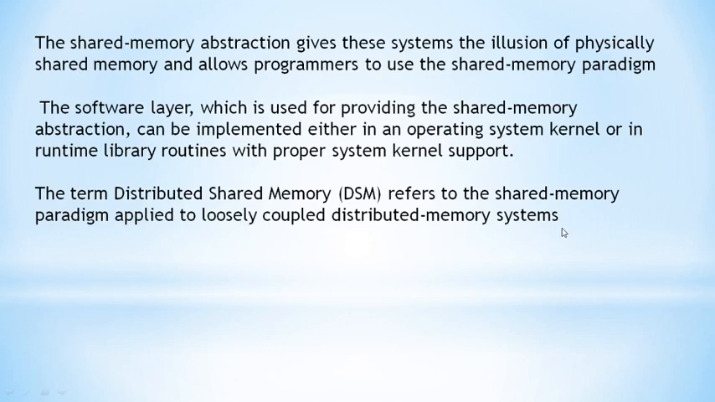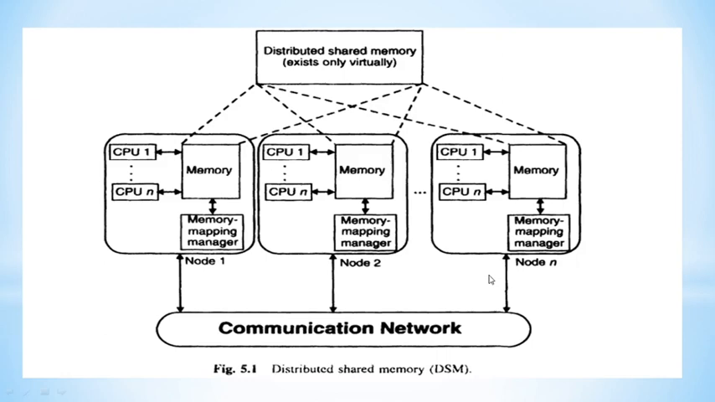Finally, in loosely coupled distributed memory systems, we will not have the concept of shared memory. We will have a local memory. So with the advancement of software abstraction layer implementations on loosely coupled distributed systems, an illusion is created that the programmers are able to use the shared memory concept. So the distributed shared memory, see here, exists only virtually.